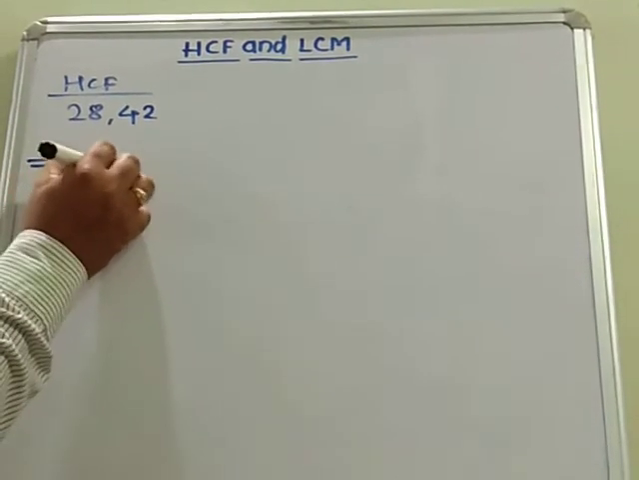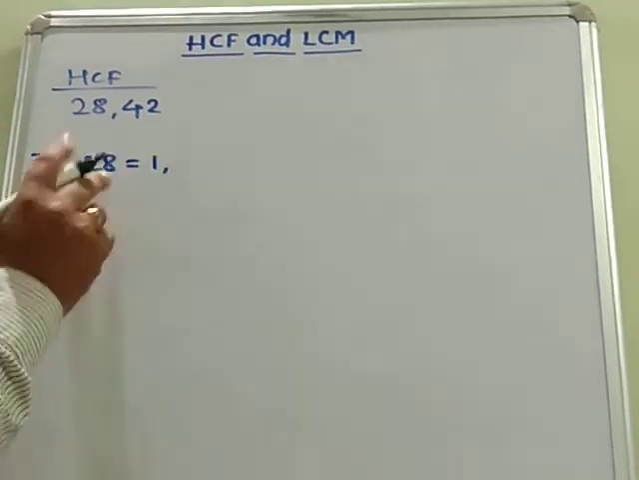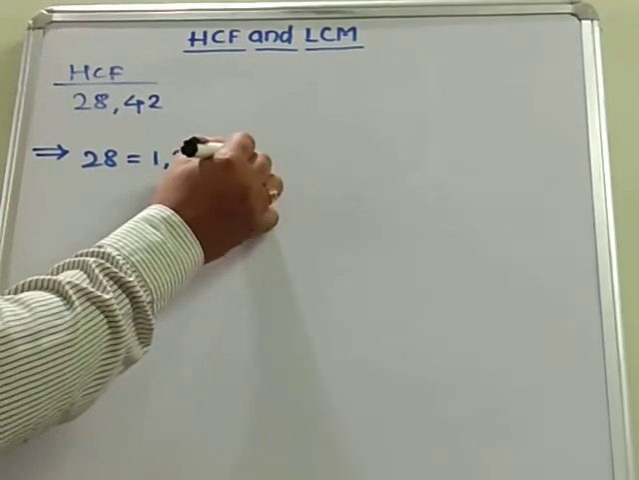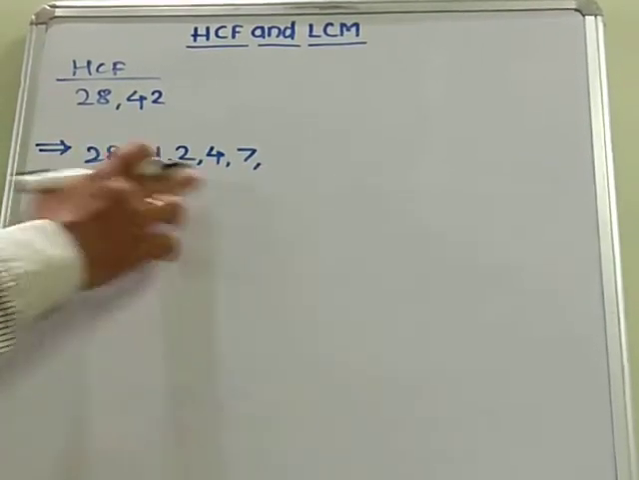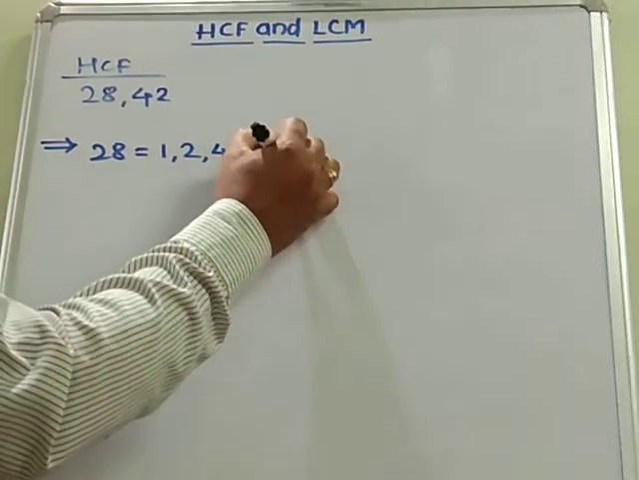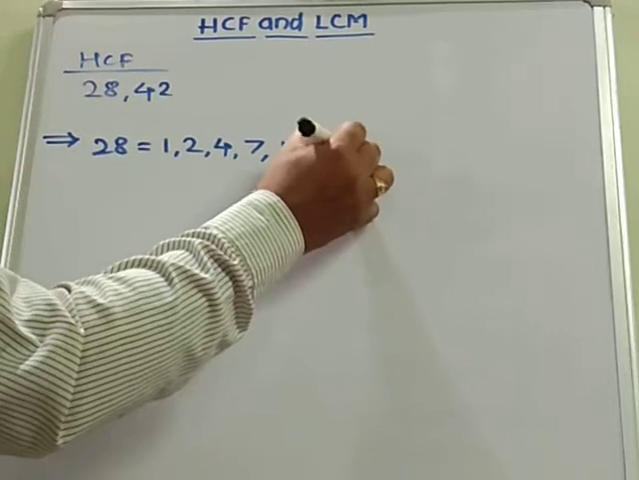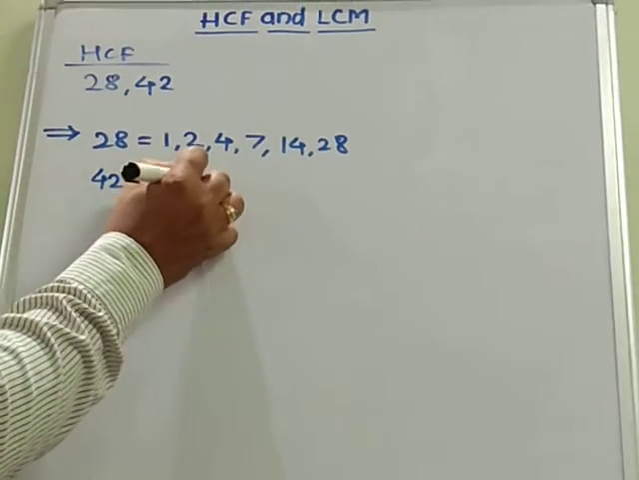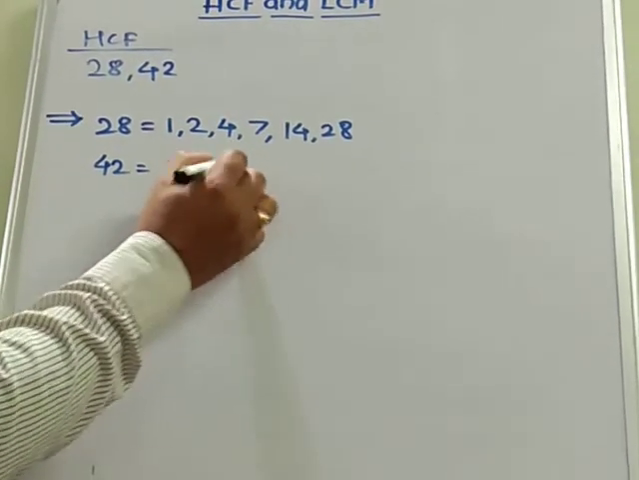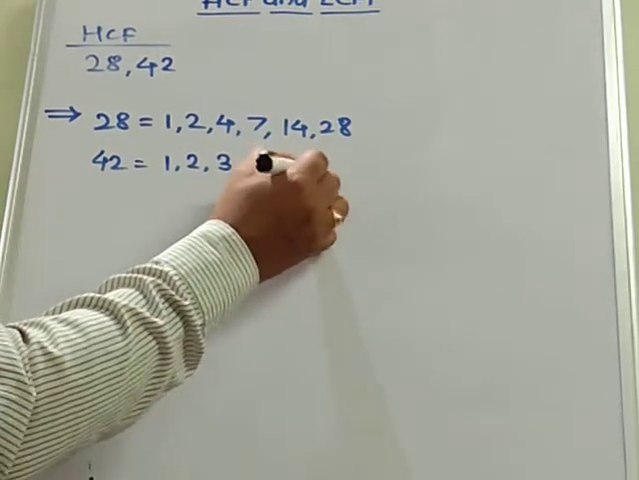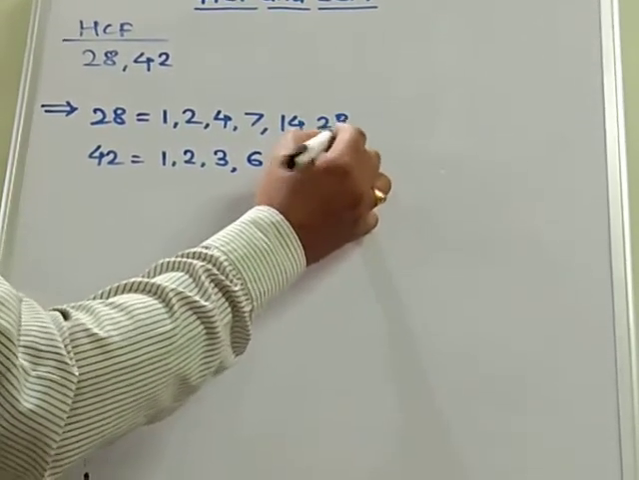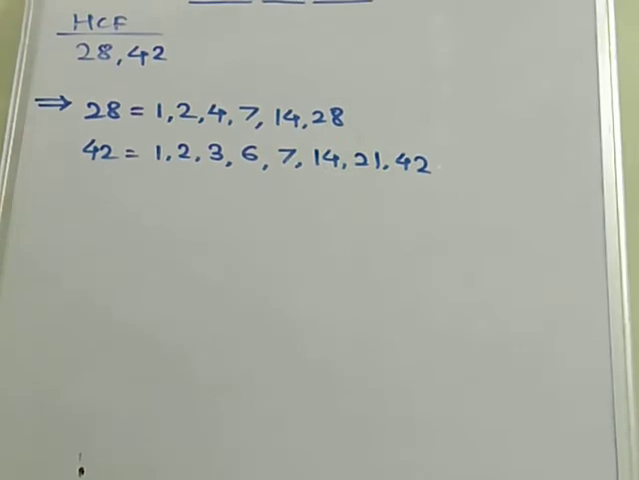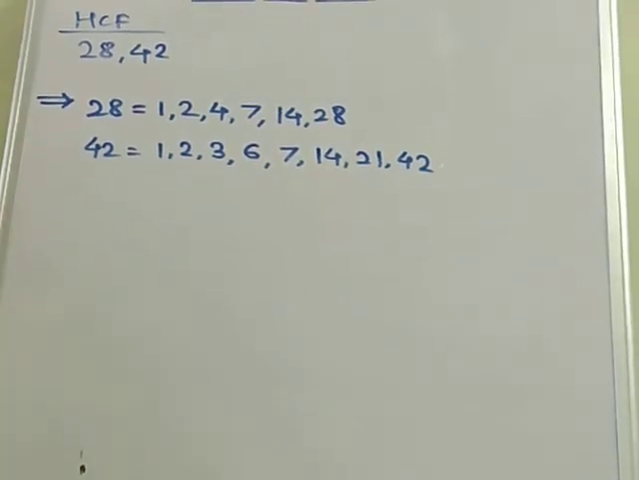Okay, we are writing down factors. Factors of 28: 1, 2, 4, 7, 14 and 28, since 4 7s are 28. Also factors of 42: 1, 2, 3, 6, 7, 14, 21 and 42. These are the factors of 28 and 42.